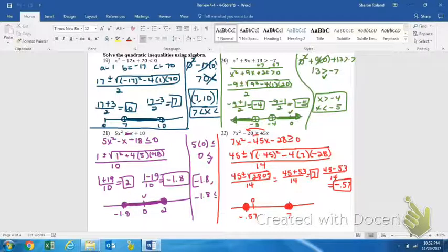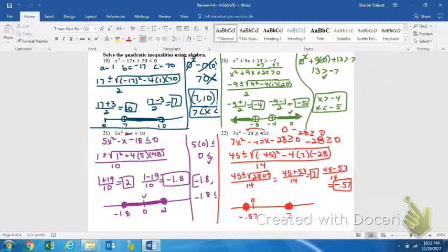So I'm going to come back up here to the top. 7 times 0 is 0, minus 28. Is that greater than? Ooh, is that line there? I can't even see it. Yes. It's greater than or equal to 0. Is negative 28 greater than or equal to 0?